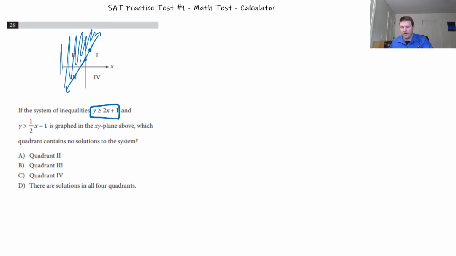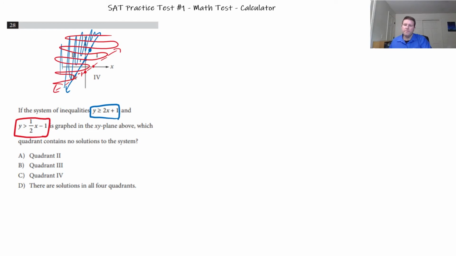I'm going to use a different color for the next piece, this guy. So same kind of thing, just go down to -1 and then go up 1 over 2. And this time, because there's no little equal to right there, we are going to use a dotted line. So it's like this. And then do we shade above or below? Because of the greater than, we are going to shade above.